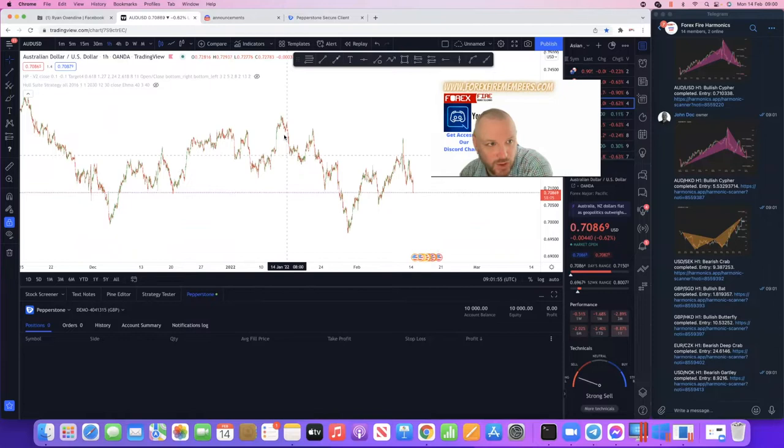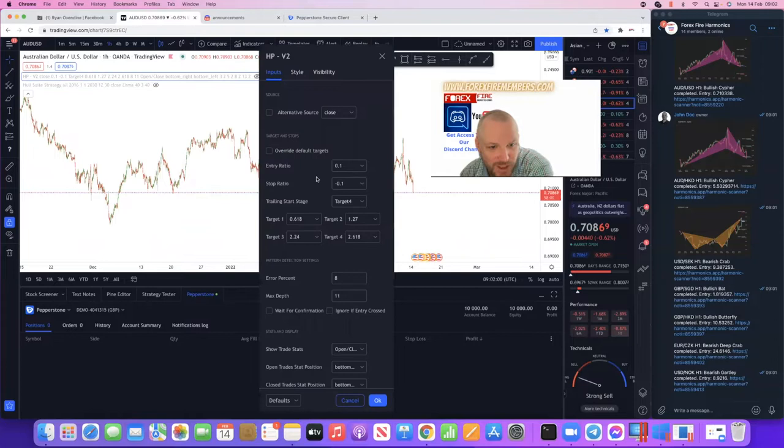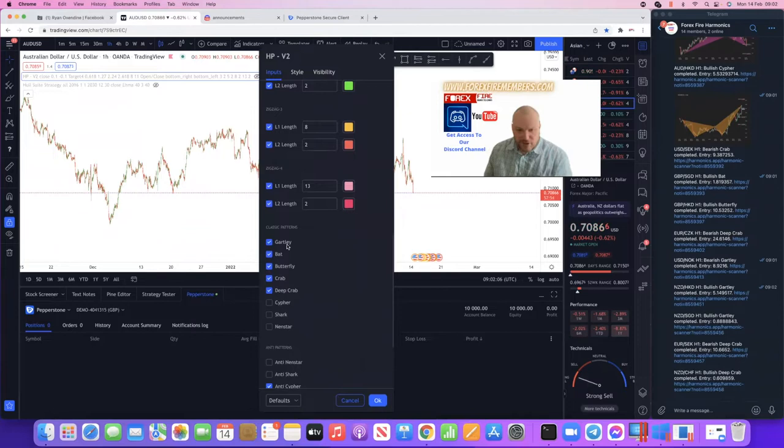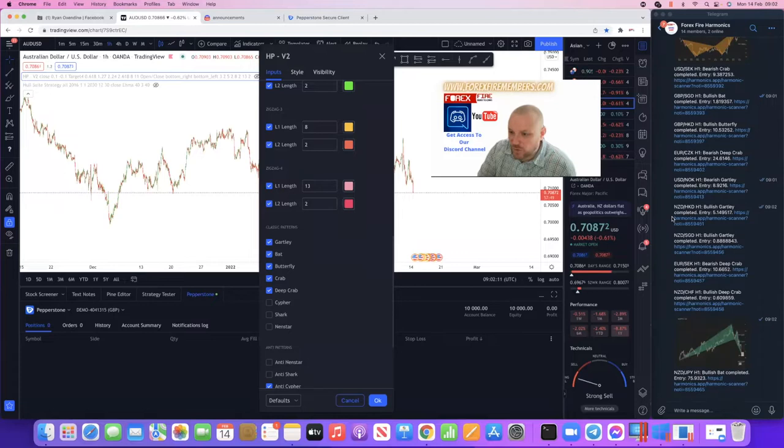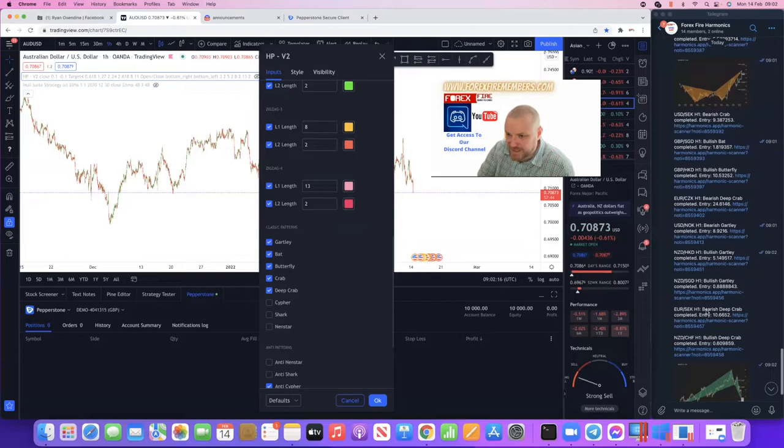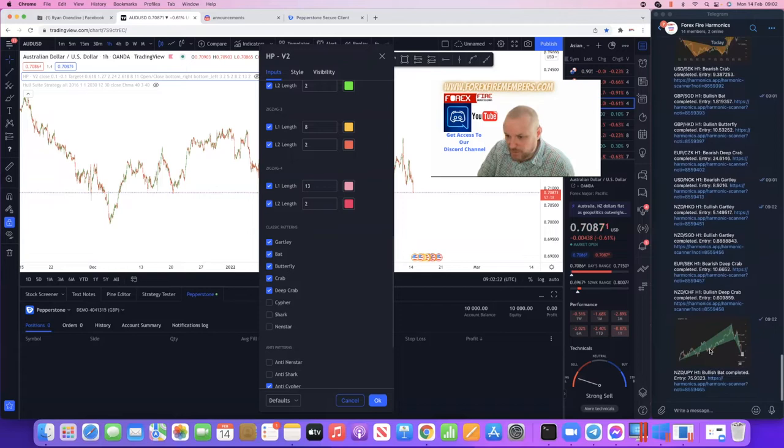Cipher patterns, I don't normally trade, if I'm honest with you. In fact, the cipher, I'm going to take off here. I would only normally trade the Gartley, the bat, the butterfly, the crab, and the deep crab, okay? If you're on the signal areas, okay, and you're not getting the pitchforks through on these, it's normally because they may be exotics. Okay. From there, we just had the NZDJPY come in.